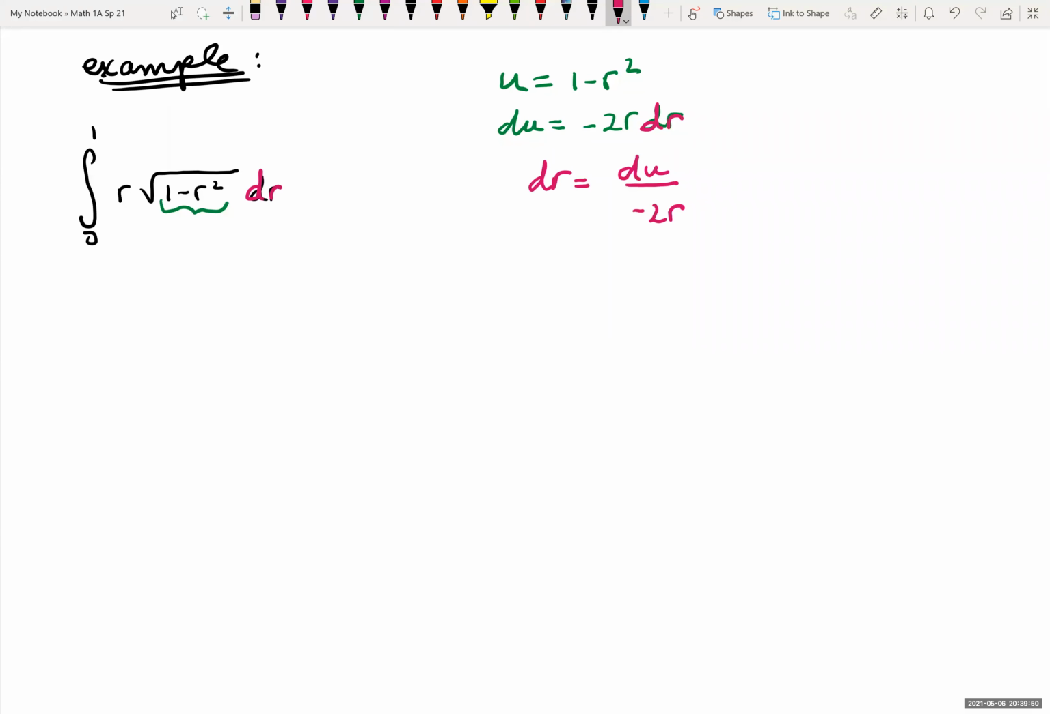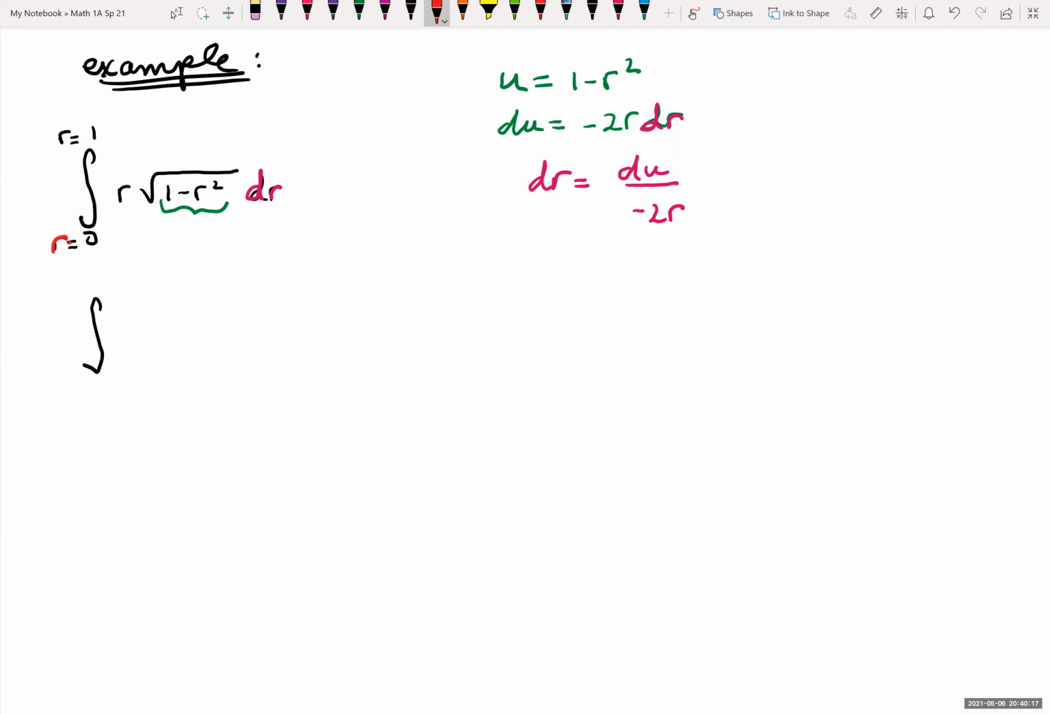The problem is that these bounds are for our value of r, not for u. And so there's two different ways that we can do this. We can keep those bounds in terms of r, and then go back in and substitute like we did before, or we can change our bounds now. And I think it's easier to change our bounds now. And so let's find out.